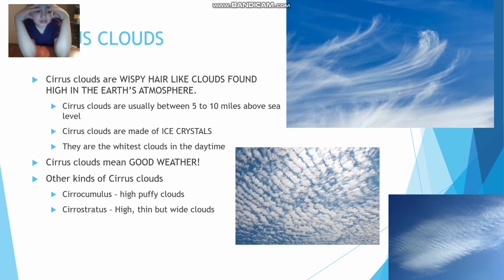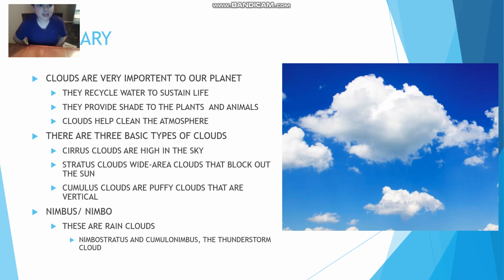Other kinds of cirrus clouds are cirrocumulus or cirrostratus. Cirrocumulus are high puffy clouds. Cirrostratus are high but thin white clouds. So as you can see, cirrocumulus clouds are high puffy clouds, but cirrostratus are actually these types of clouds.